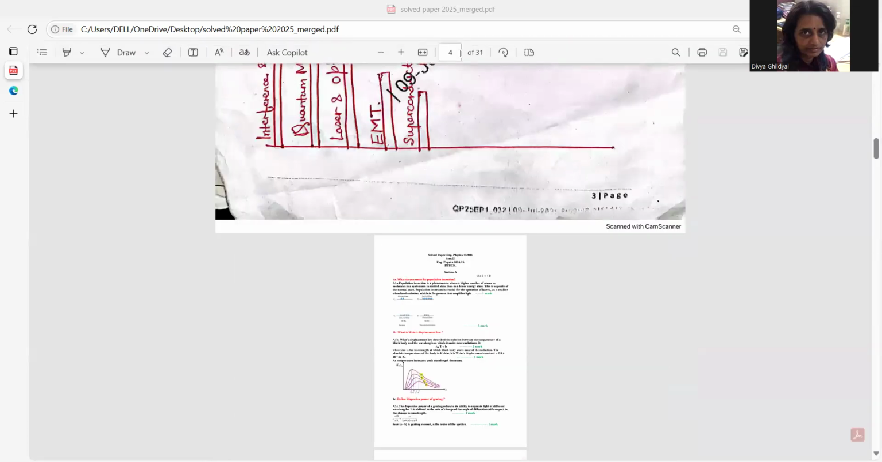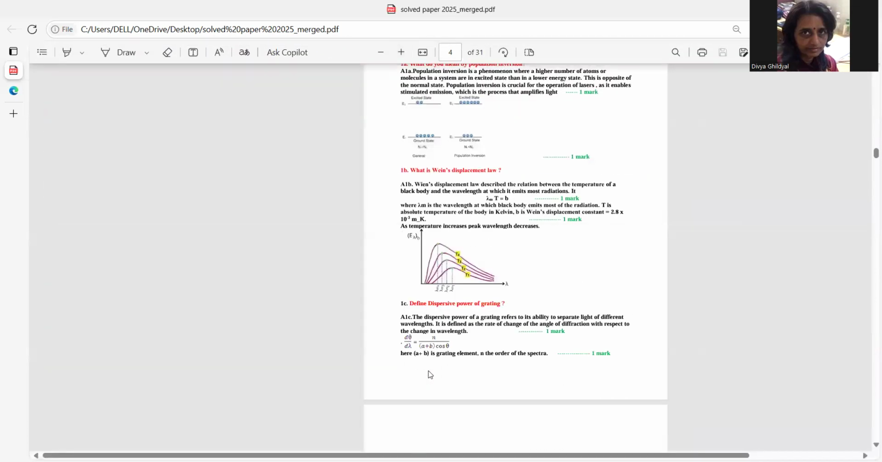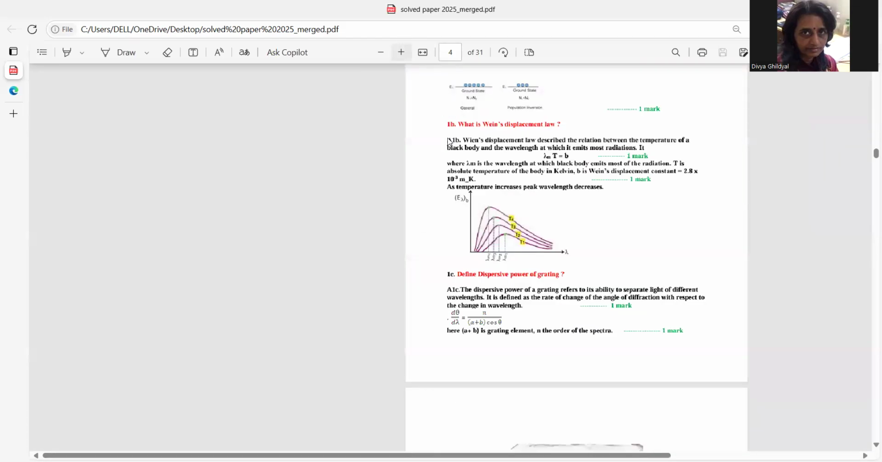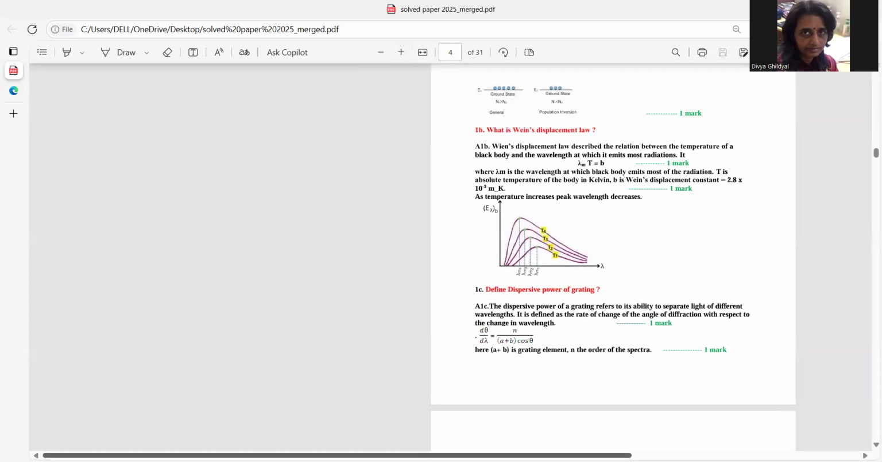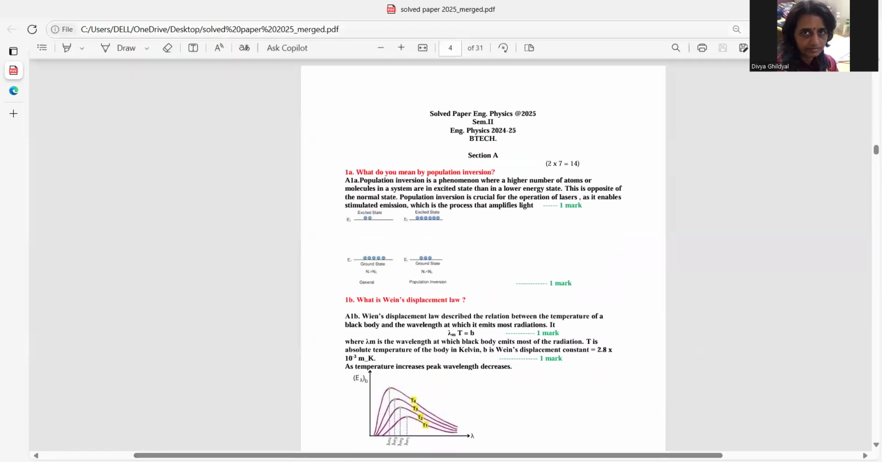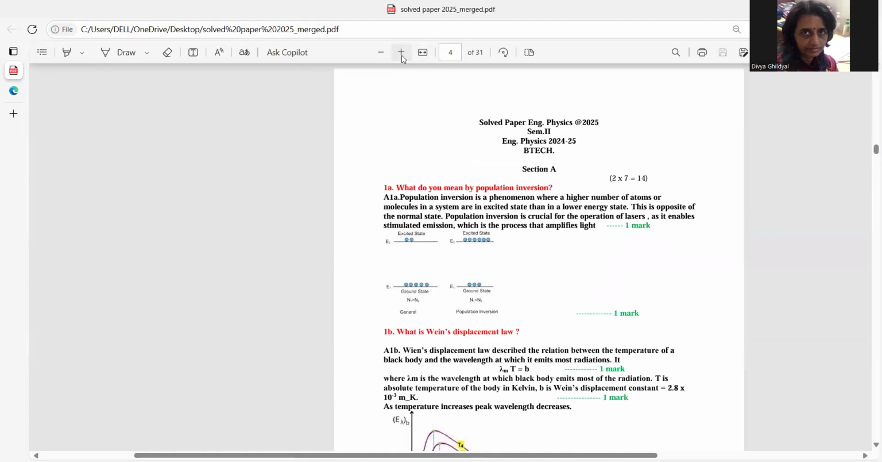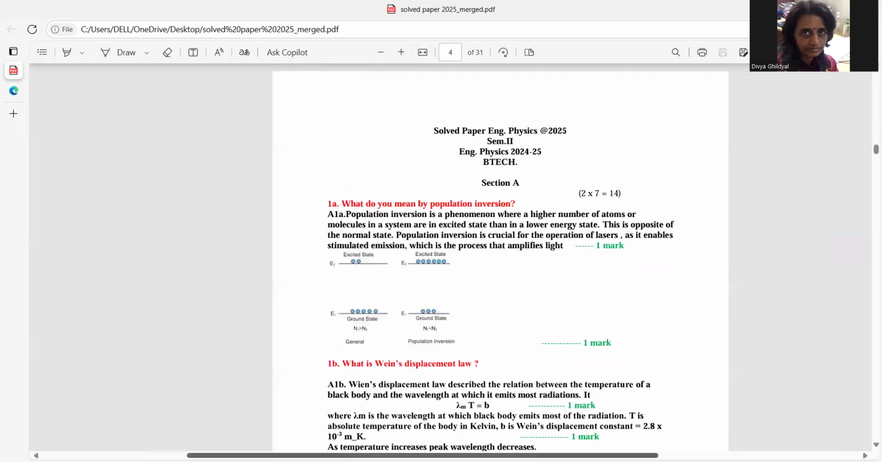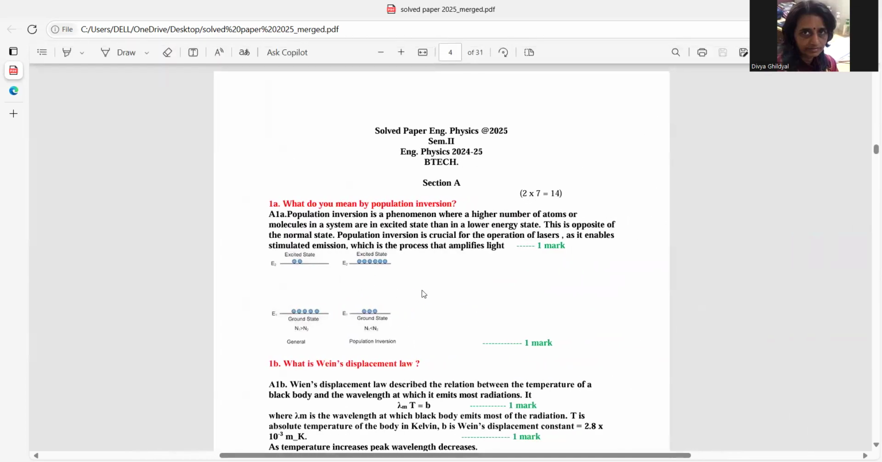Now let us solve this question paper. Let us begin with Section A. The questions were of 2 marks each, and they were compulsory questions. So you have to think before giving an answer for a 2-mark question.